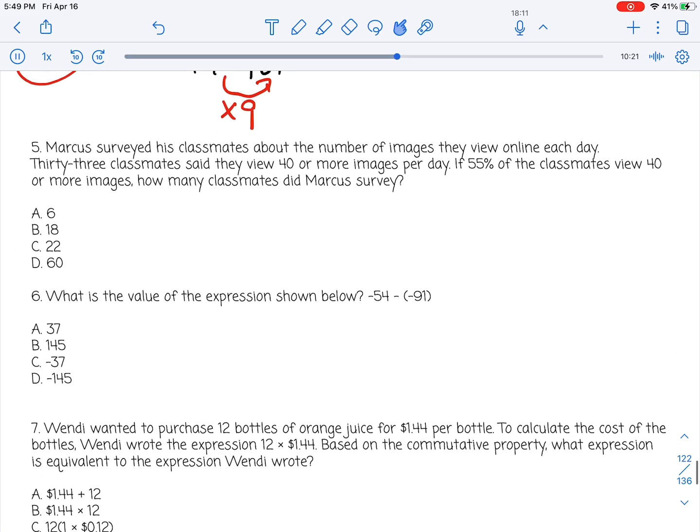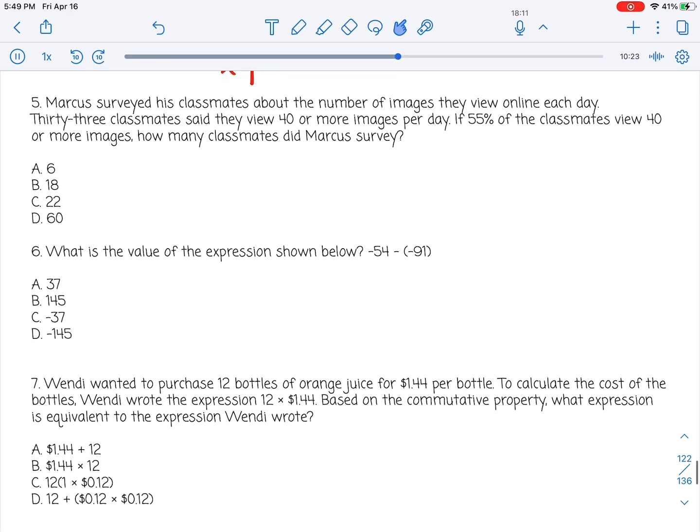Marcus surveyed his classmates about the number of images they view online each day. 33 classmates said they view 40 or more images per day. So they do 40 or more. He surveyed 33 classmates. If 55% of the classmates view 40 or more images, how many classmates did Marcus survey?